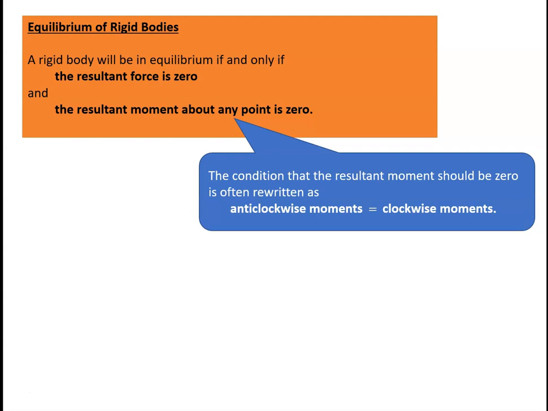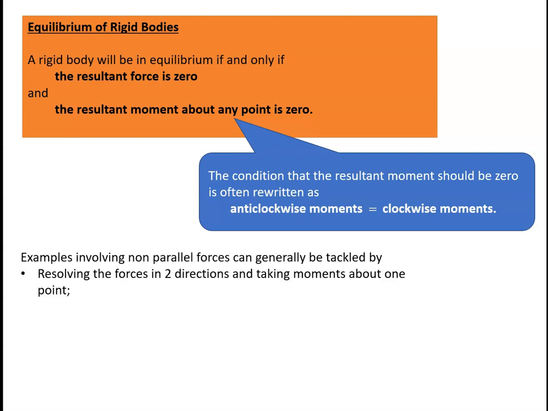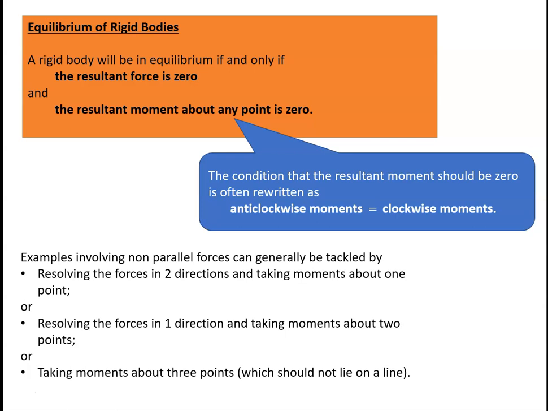As a general rule, there are three different ways that we can attack problems. We can either resolve the forces in two directions and take moments about one point, or we can resolve the forces in one direction and take moments about 2 points, or we could take moments about 3 different points which should not lie on a straight line. Generally speaking, I find the first of these three methods the most useful one. And you'll find that in the examples that we're going to be doing in the course of this video, we'll use that as the general process.